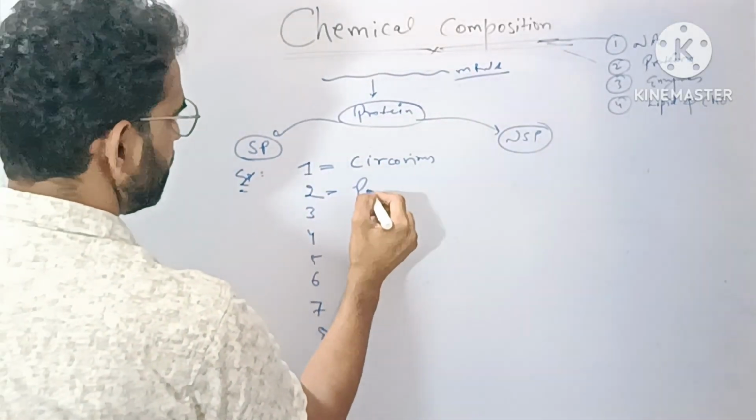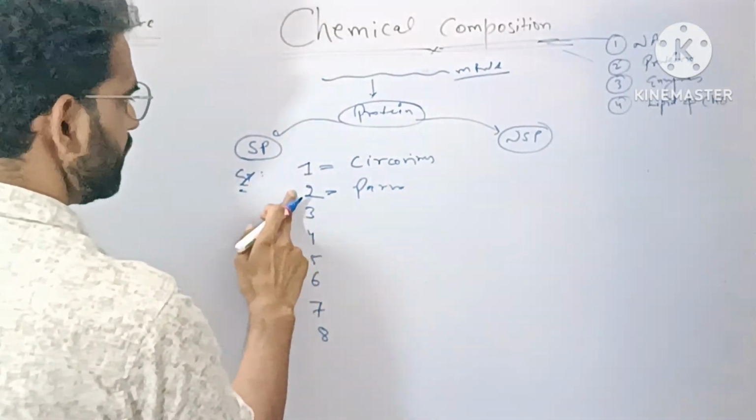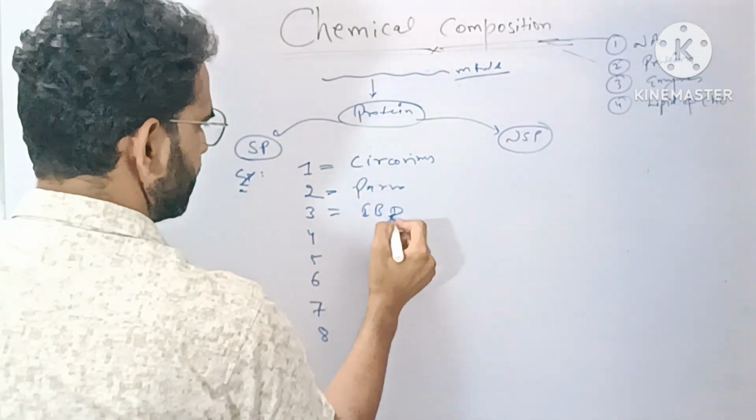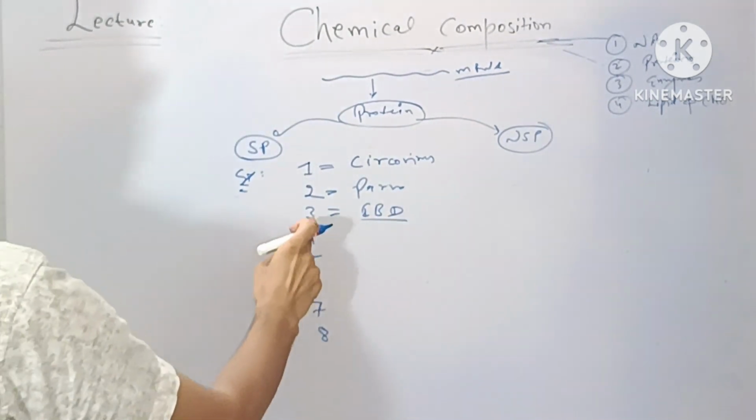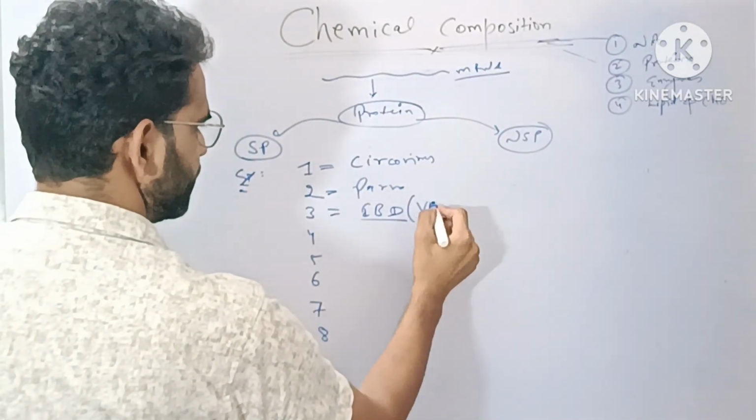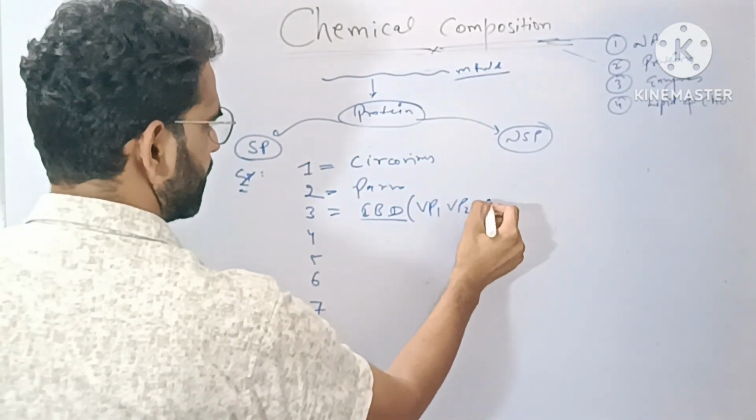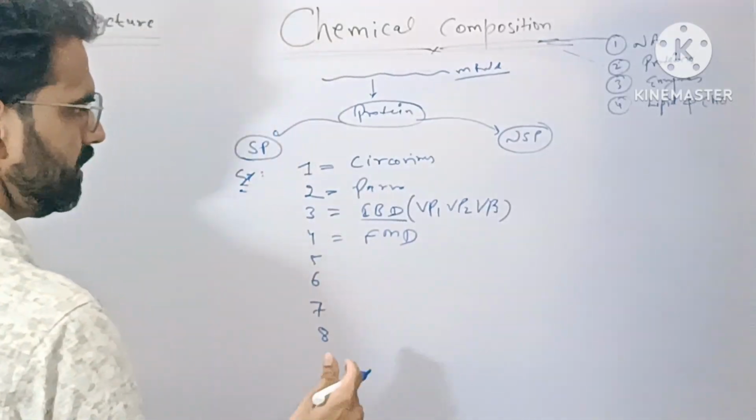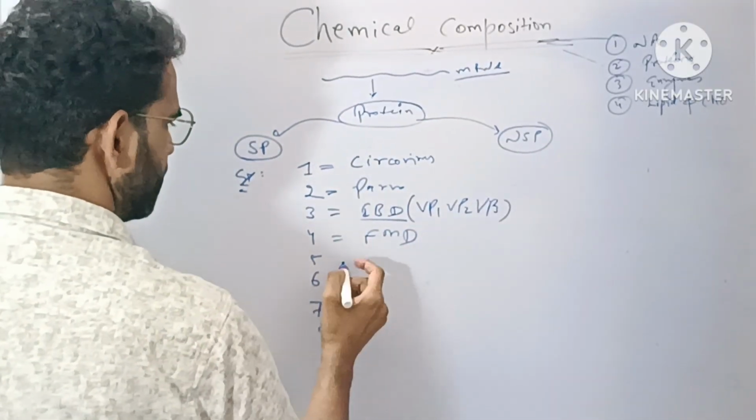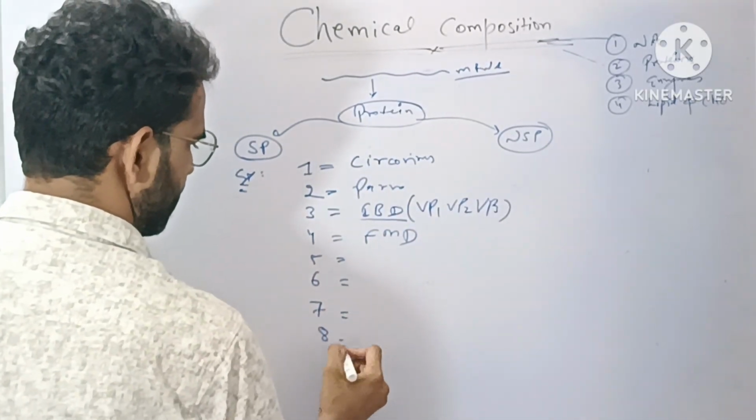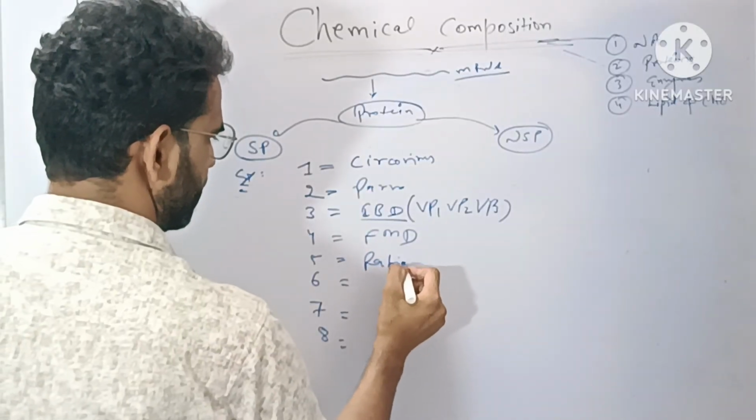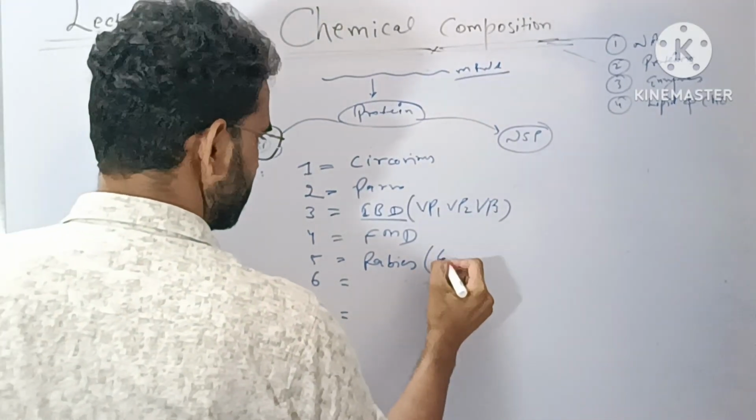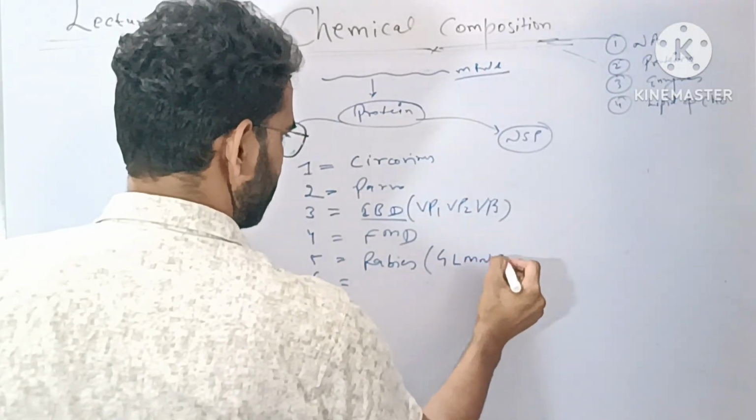Then parvovirus, they code for 2 structural proteins. Then IBD, infectious bursal disease of poultry, 3 proteins, that is VP1, VP2 and VP3. And 4, your example is FMD, VP1, 2, 3, 4. 5 is rabies, and what are the proteins? G, L, M, N, P.